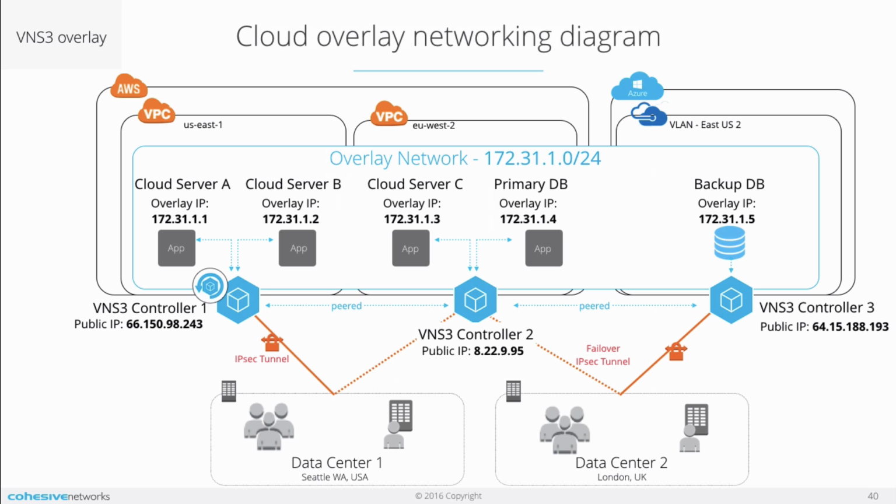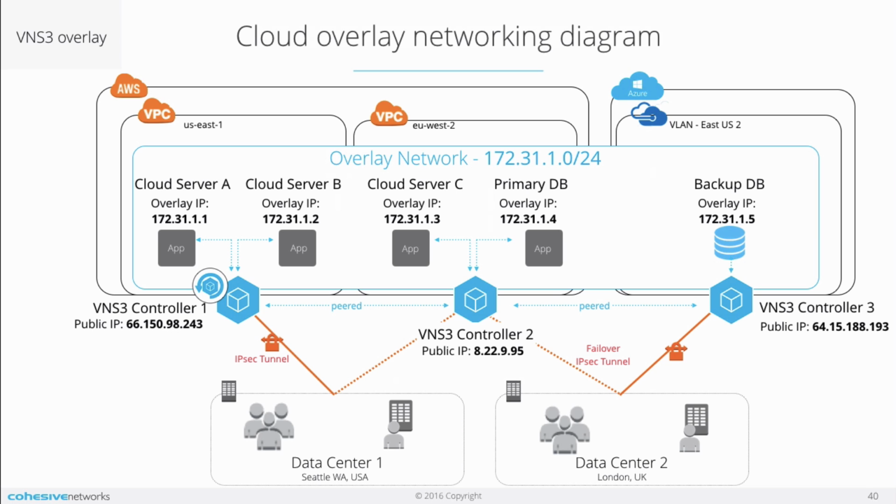Using VNS3 overlay networking, we've created a separate VNS3 subnet, 172.31.1.0/24. And then we've assigned each app its own IP address. So we have 4 applications in AWS and a backup database in Azure.